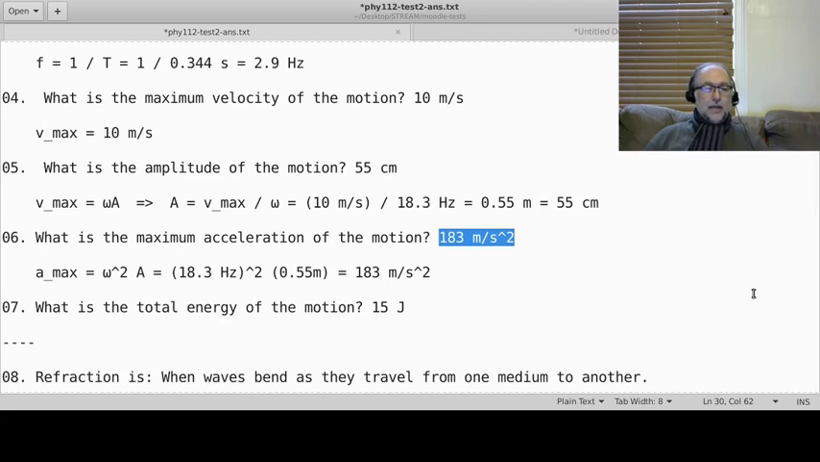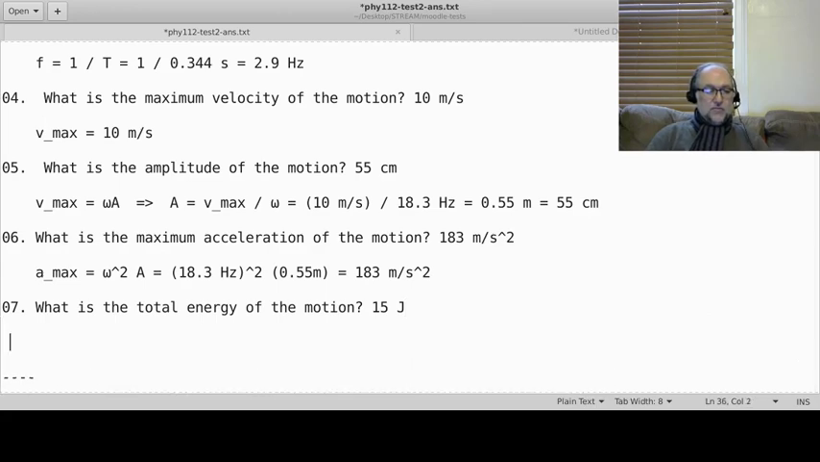All right. The last question for the harmonic oscillator was, what's the total energy? The answer was 15 joules. And how do we obtain that? Well, there's a couple of ways. You can either do 1/2 m v max squared, which is probably the easiest way to do it, or you could even have done 1/2 K a squared, okay, because you have all those quantities now.